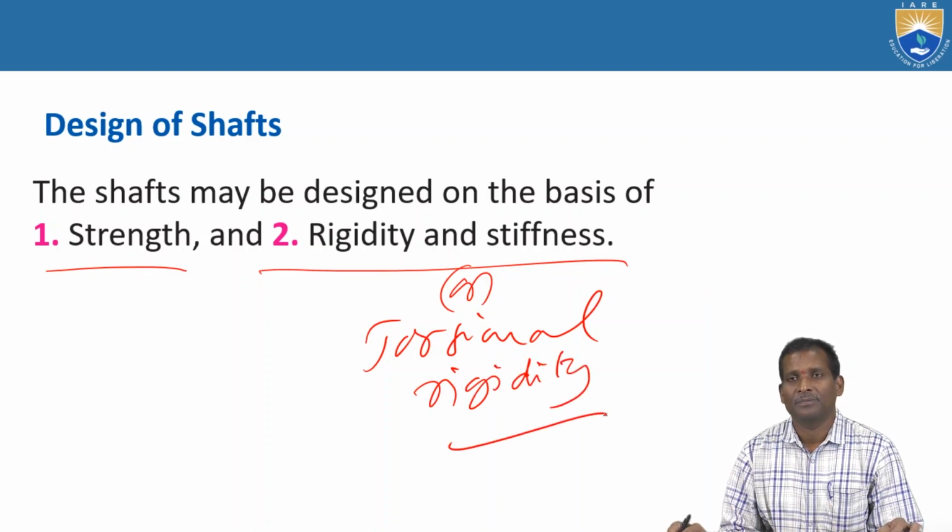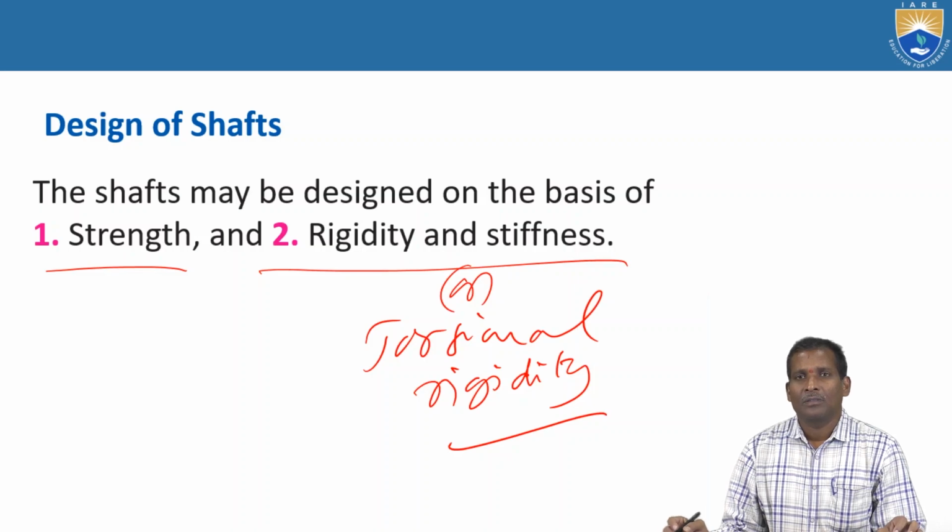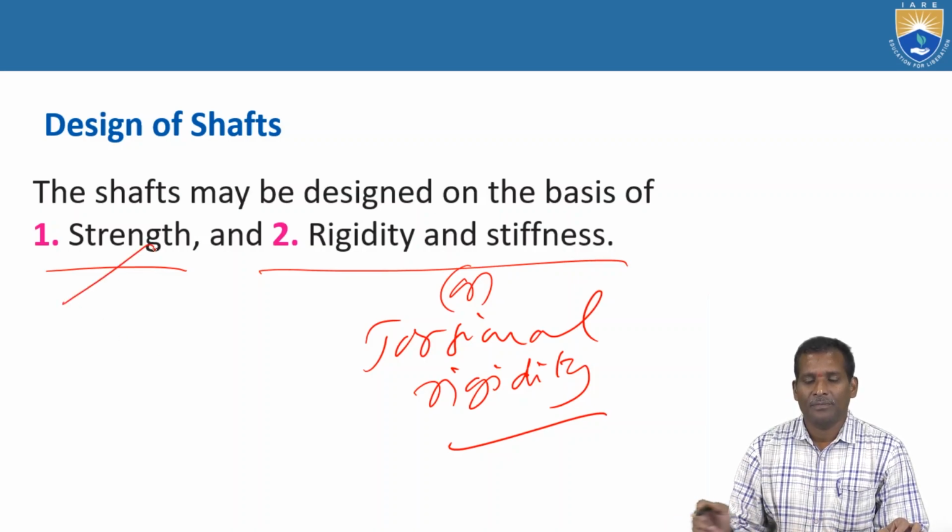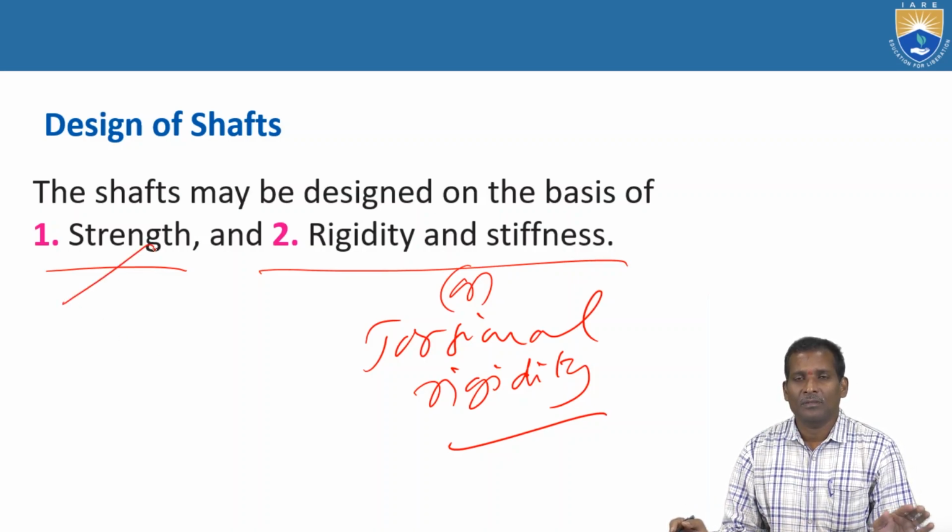Torsional rigidity. On the basis of strength, you can design on the basis of rigidity and stiffness. So finally, take the larger value. You can fix that as the final dimensions of a shaft.